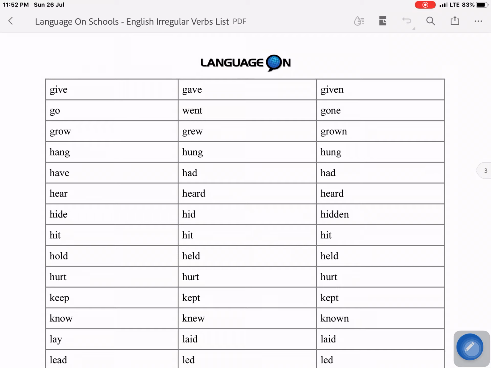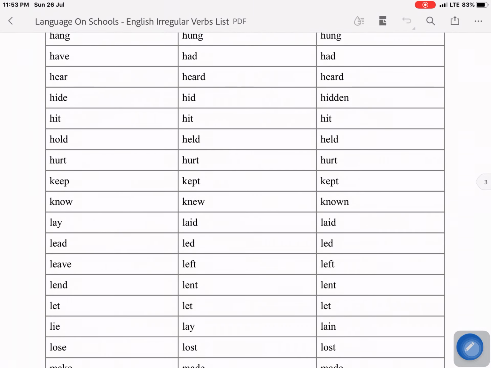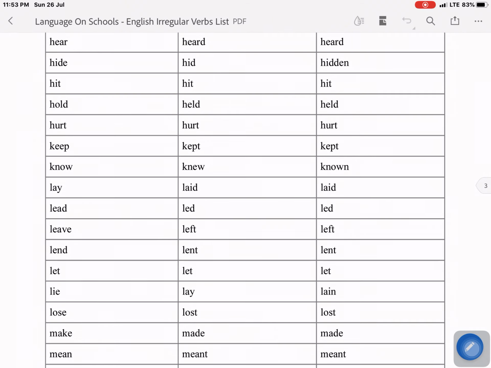kept, keeping, know, knew, known, knowing, lay, laid, laying, lead, led, leading, leave, left, leaving, lend, lent, lending, let, letting, lie, lay, lain, lying. What will be the spelling of lying? Lying. Must not be confused with lieing. No, that's not. Lying.